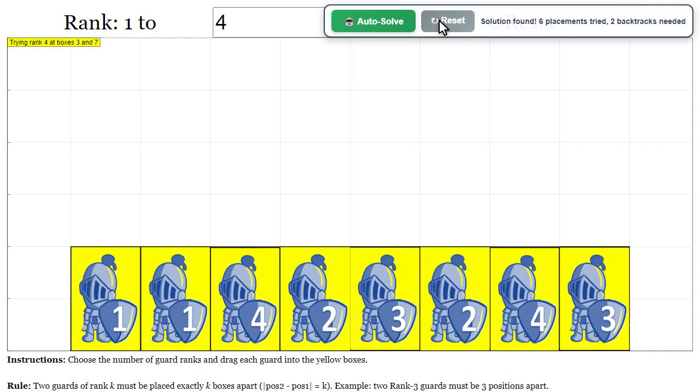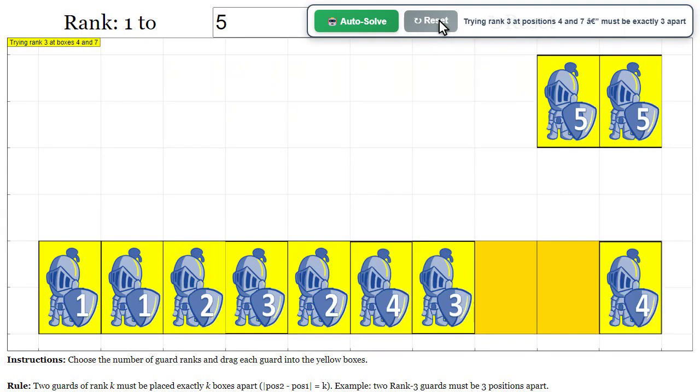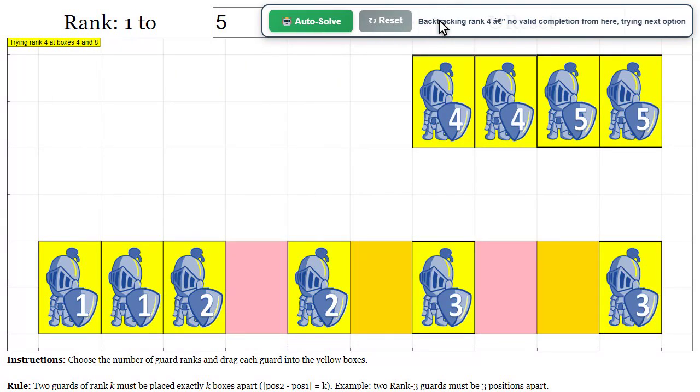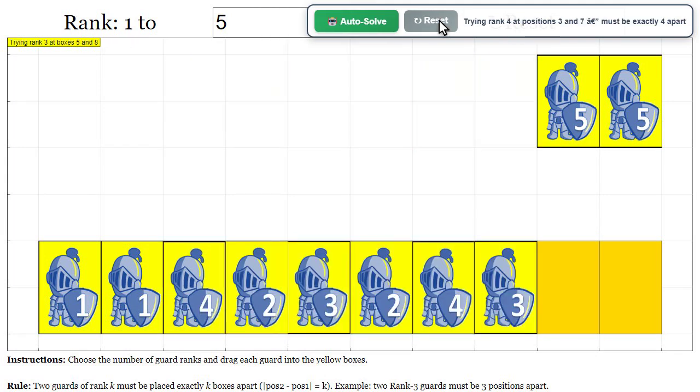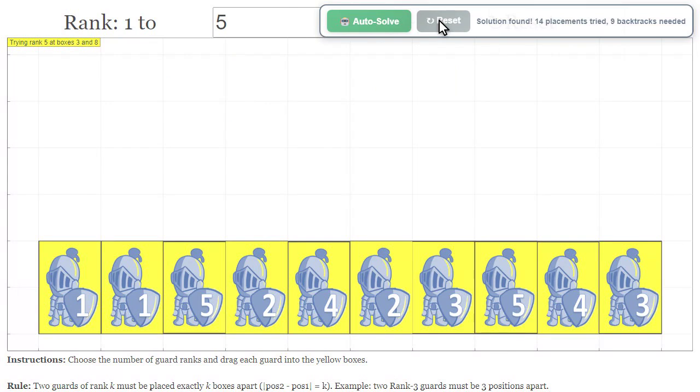Level 5, 10 boxes, 5 ranks. A bigger search space. Notice how much more backtracking happens now. The computer places the first few ranks confidently, then hits a wall fitting the next rank and has to unwind its choices, sometimes several levels back. Each pink flash is the computer saying, "This path leads nowhere, I'll try something else." The solution: 2, 3, 2, 5, 3, 4, 1, 1, 5, 4. Rank 5 at positions 4 and 9, gap of 5.